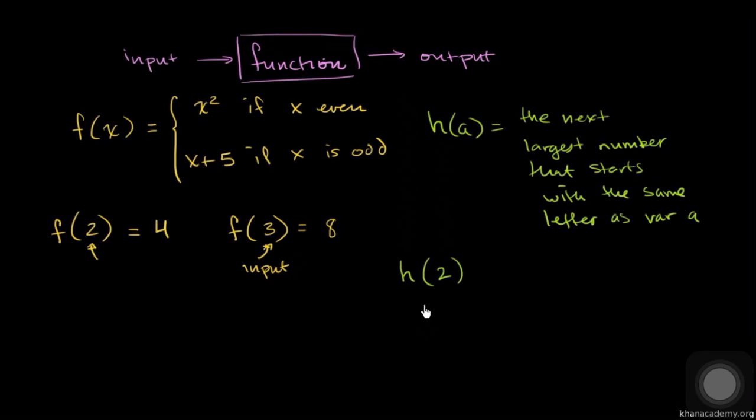So given that, what is h of 2 going to be? Well, 2 starts with a t. What's the next largest number that starts with a t? Well, it's going to be equal to 3. Now, what would h of, I don't know, let's think about this, what would h of 8 be equal to? Well, 8 starts with an e. The next largest number that starts with an e, so it's not 9, 10, it would be 11.